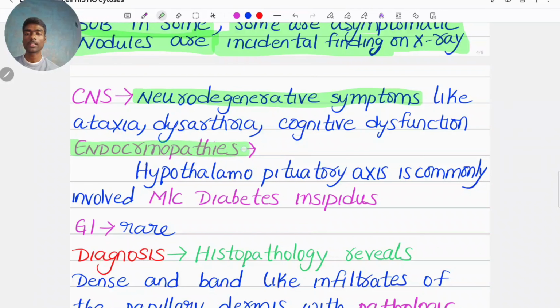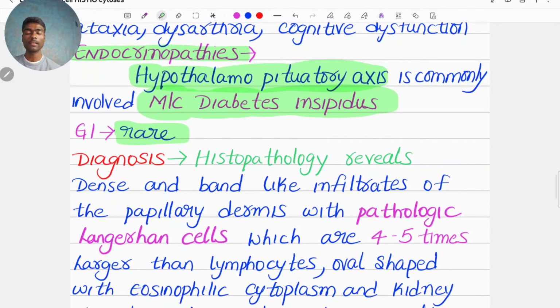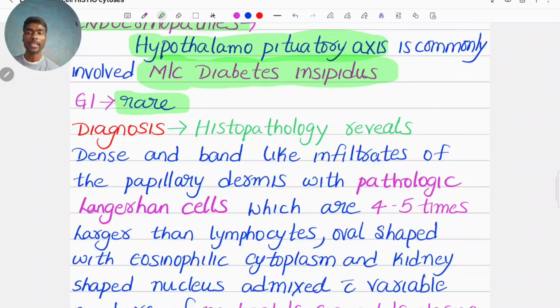Coming to endocrinopathies, most commonly it affects the hypothalamo-pituitary axis. So most commonly patients may present with diabetes insipidus. Anterior pituitary hormone deficiency, if it occurs, will be permanent. GI involvement is rare. If the GI tract gets affected, there may be malabsorption, hematochezia, perianal fistulas and diarrhea.